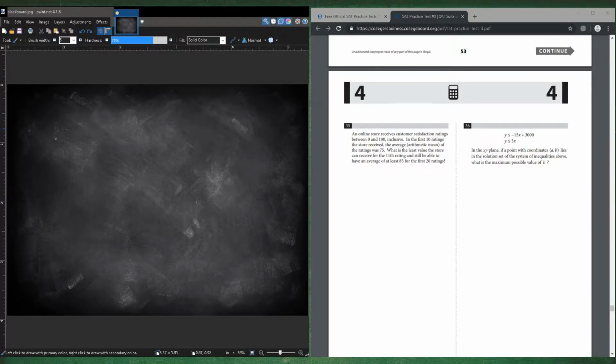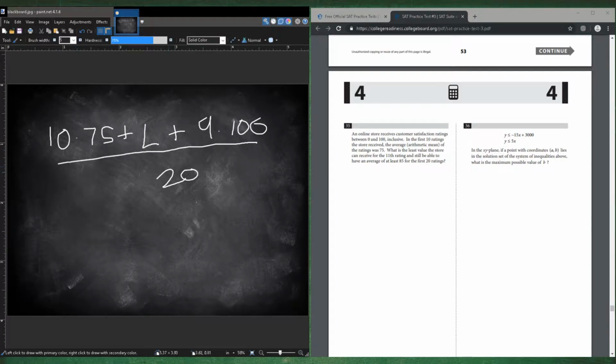So for the first 10 ratings, the average was 75. So it's 10 times 75 plus the least amount that we had to add for the 11th. That means there's 9 more ratings, and let's say the highest amount that they could give is 100. So it's 100, all over the 20, has to equal 85. So using your calculator, 85 times 20 minus 9 times 100 minus 10 times 75 is equal to 50. So the answer is 50.